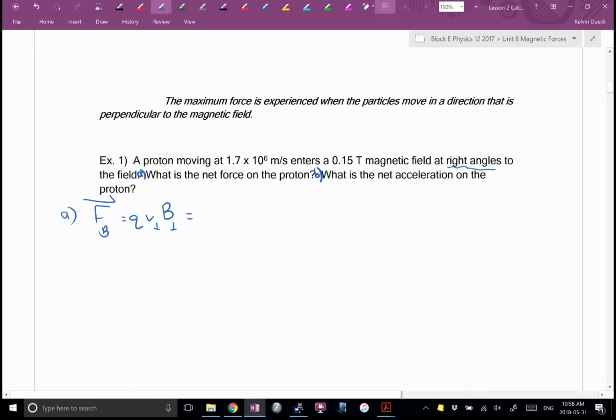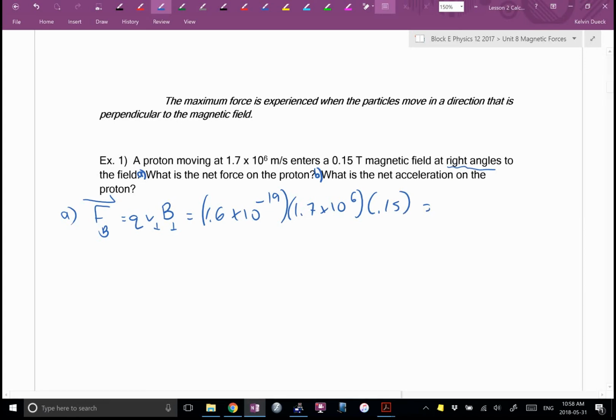Q. It's a proton. This is good review. 1.6 times 10 to the negative 19. Well, we're not going to worry about the positive or negative. We want a positive force here anyways. V, 1.6 times 10 to the 6th. B, 0.15. What do you get?